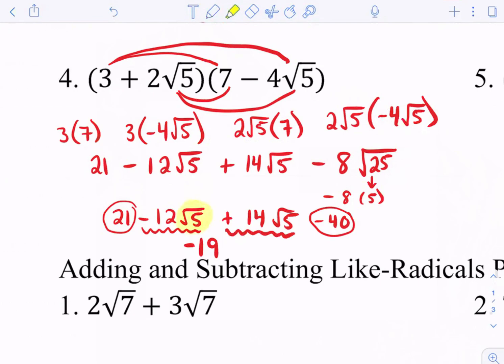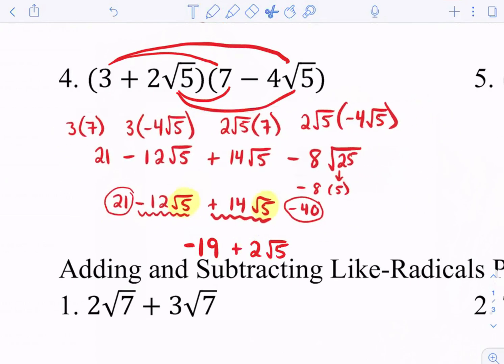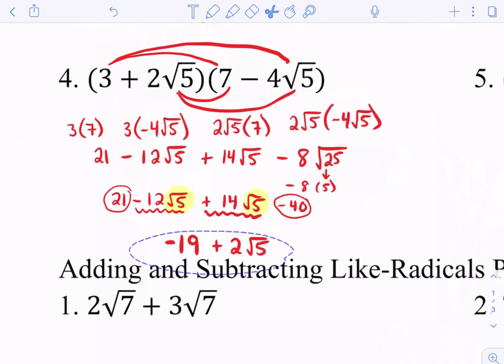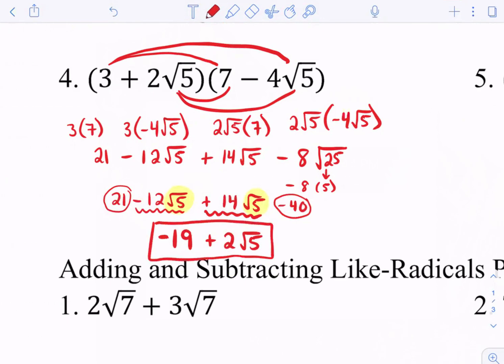Look how they have a like radical. So I can combine them. I'm allowed to combine them since they have a like radical. So it's a positive 2 rad 5. So that is my final answer. I'm just going to make the rest of my work a little bit smaller so that you could see it. That's my answer right here. Always combine like terms and simplify as best as you can.